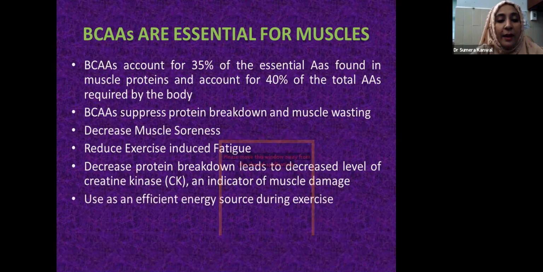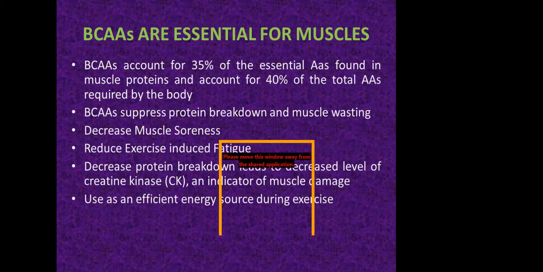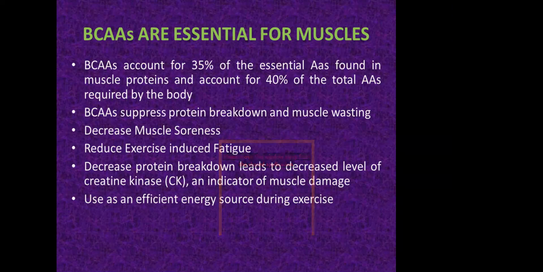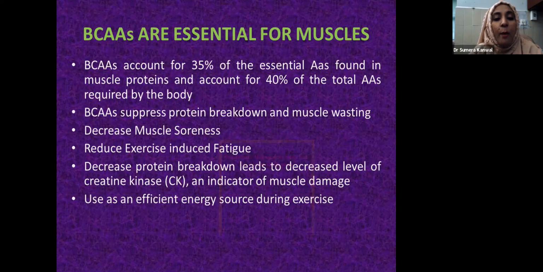These branched chain amino acids are usually used as an efficient energy source during exercise. Most of the energy drinks and protein powders contain a large amount of branched chain amino acids, and physically active people, sportsmen and athletes, use enough branched chain amino acids to prevent muscle wasting, tiredness, fatigue, and muscle soreness.